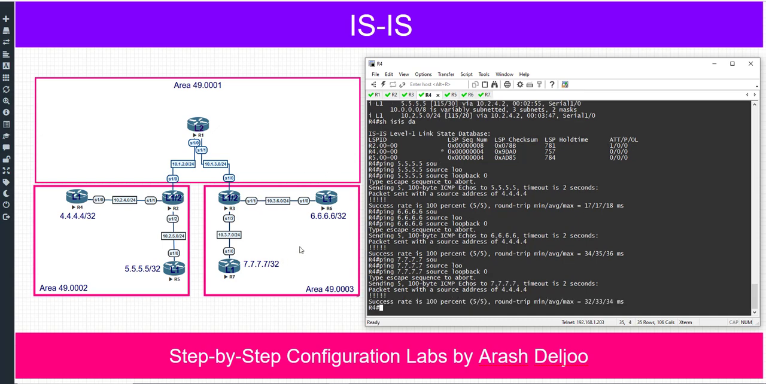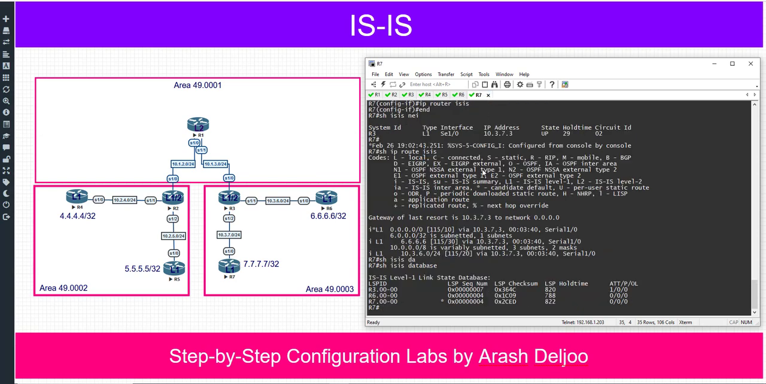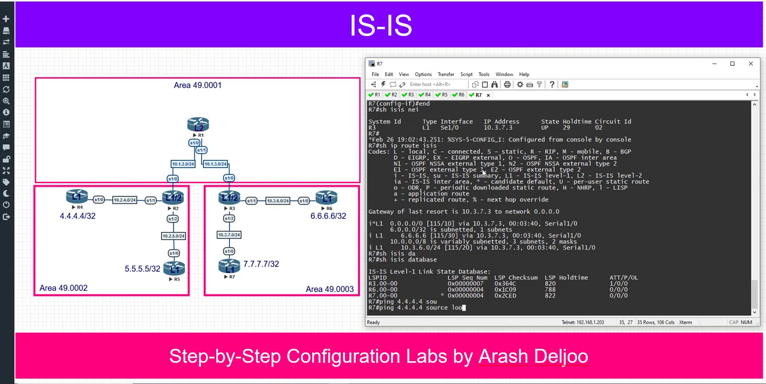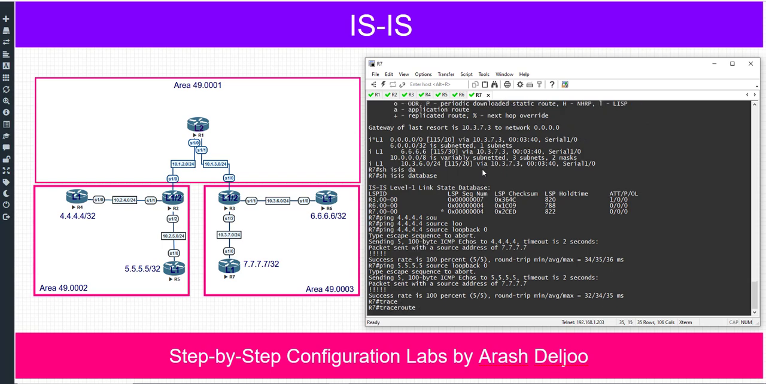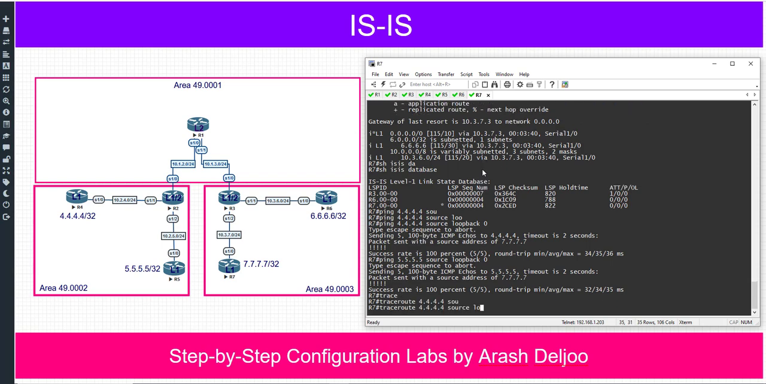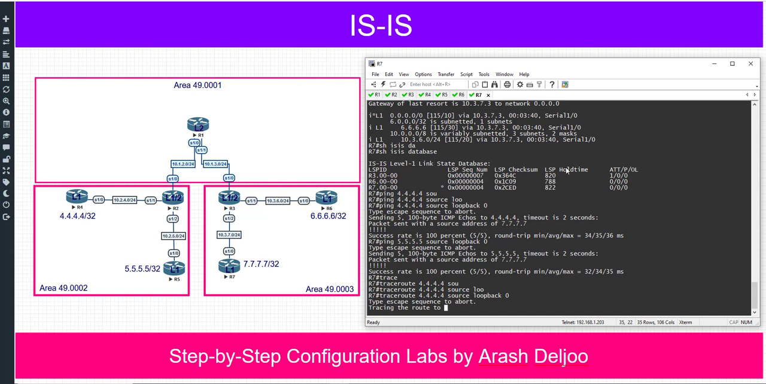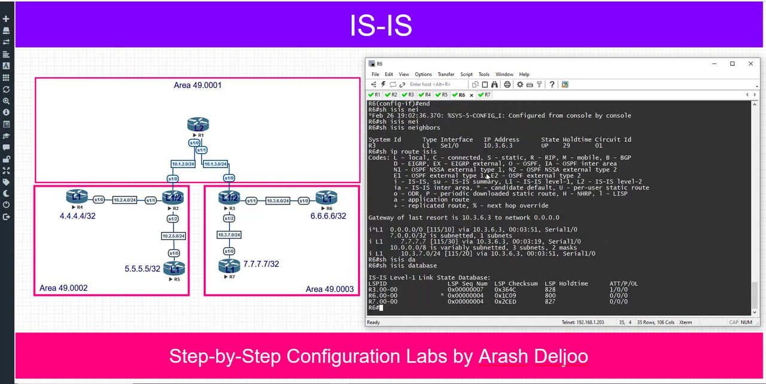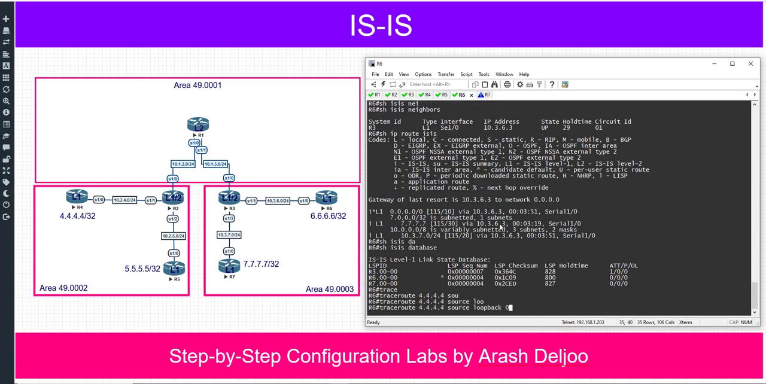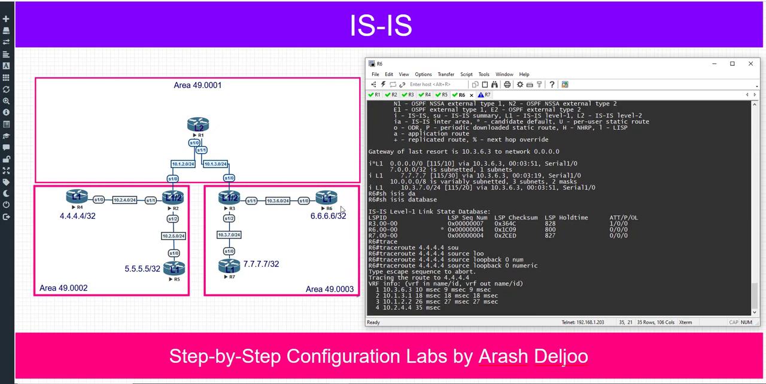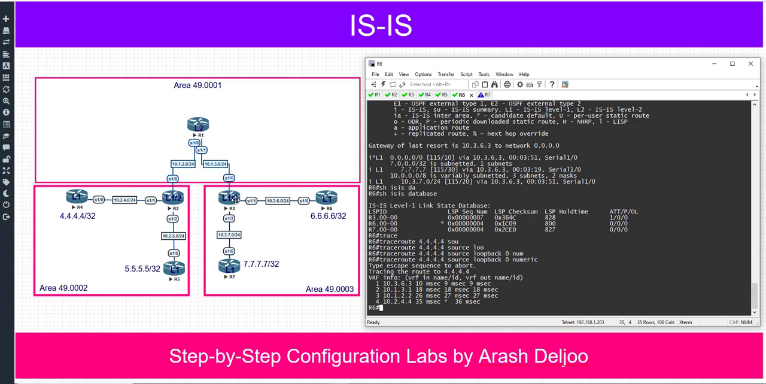For example, you can check from router 7, this is router 7, here, ping quad 4, with the source of loopback 0, or ping quad 5, with the source of loopback 0. Also, you can use traceroute. Traceroute, for example, quad 4 with the source of loopback 0. Here it's better to use numeric. Let me try from router 6. Traceroute to quad 4 with the source of loopback 0, numeric. As you can see, traffic from router 6 will go to router 3, and then router 1, and then router 2, and then router 4.